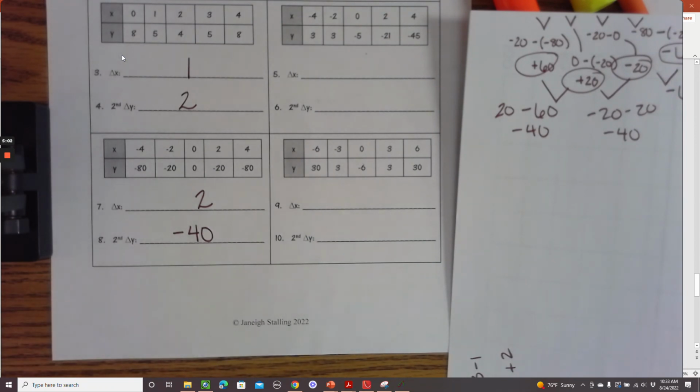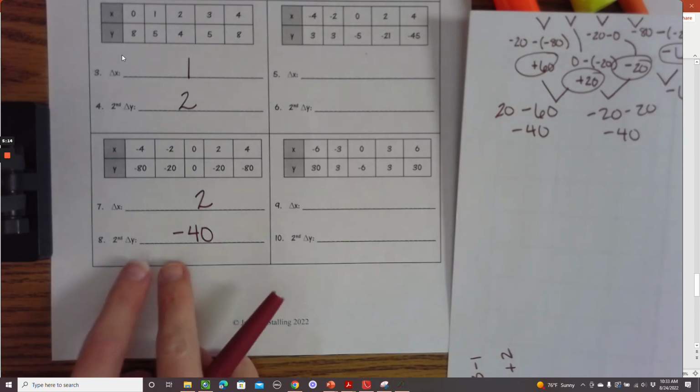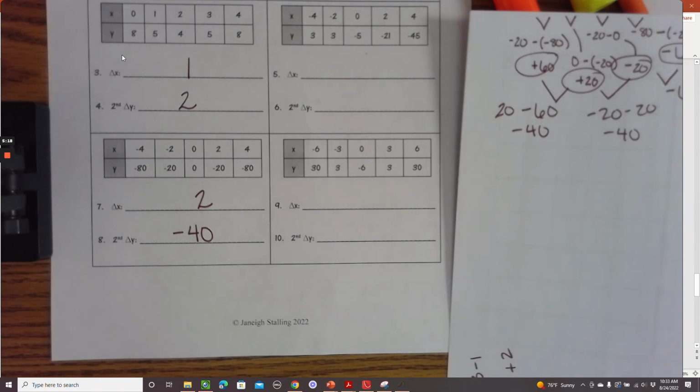So if they have a first common difference, what type of function is it? Linear. It's going to make a straight line. If it has a second common difference, what kind of function is it? Quadratic. You've got to be able to do that by the end of this unit: take a table, find what common difference it has, and then determine what type of function it is. I think I'm going to ace this next test we take.